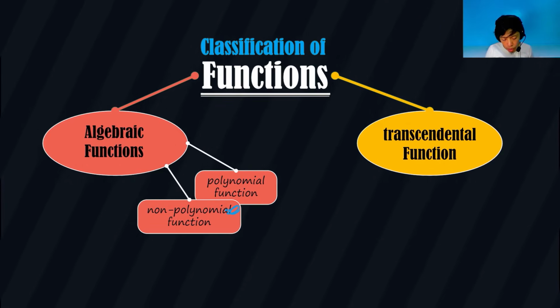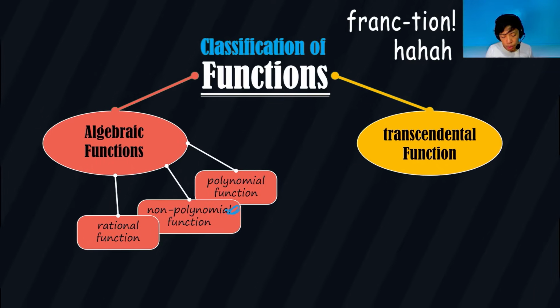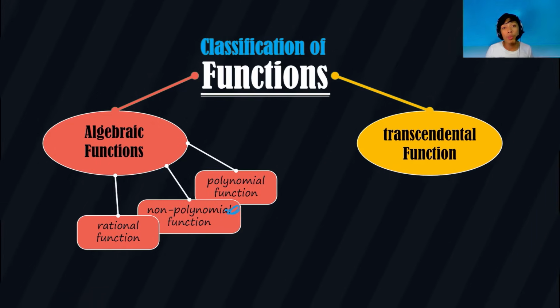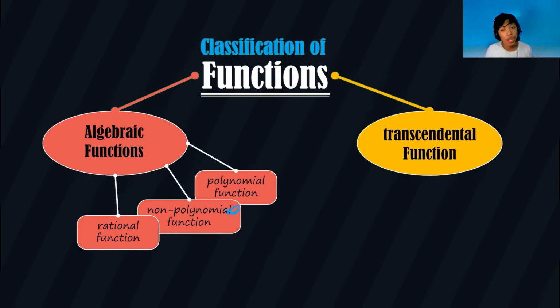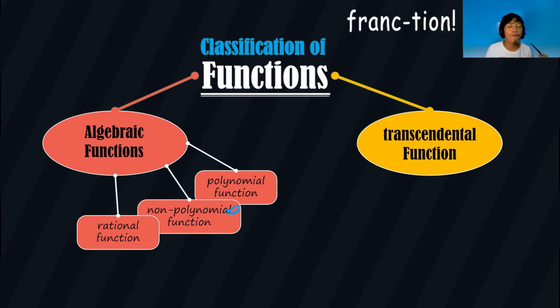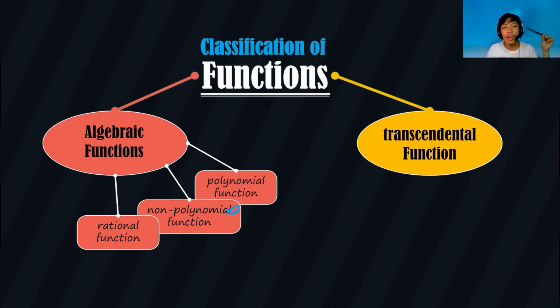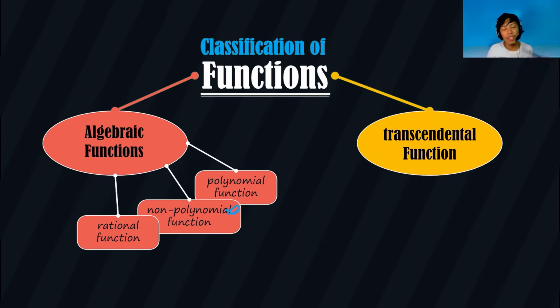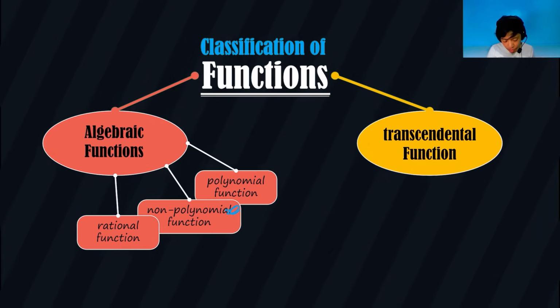We also have what we call a rational function. This is a function with a polynomial numerator and polynomial denominator. So it is a fraction. A rational function is a fraction where the numerator is a polynomial and the denominator is also a polynomial.